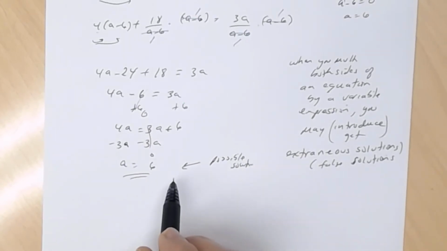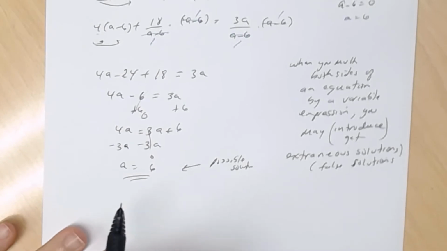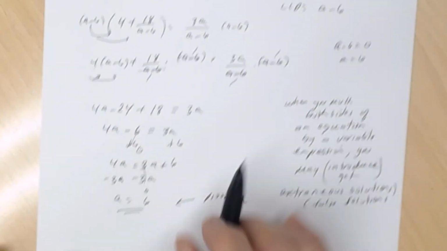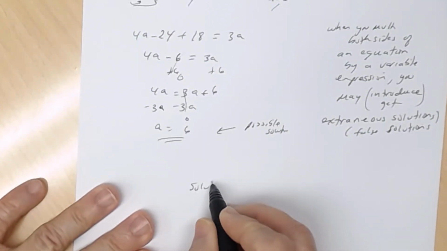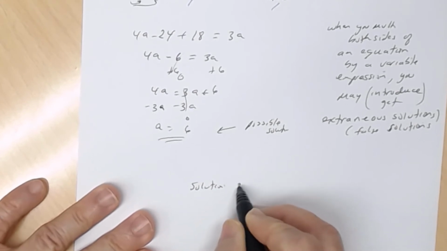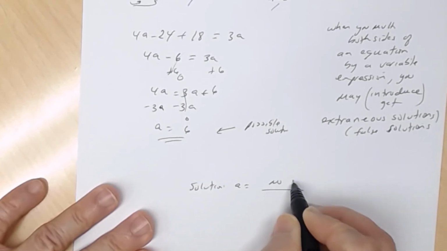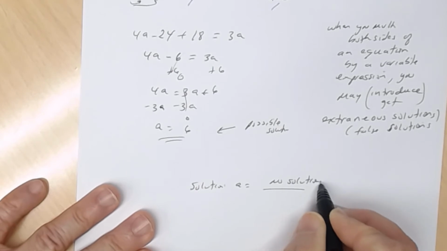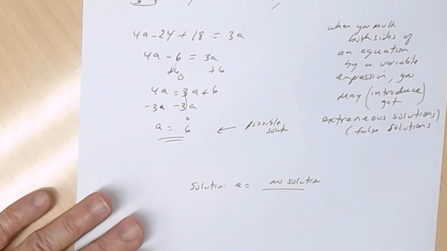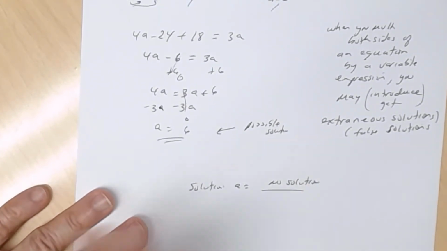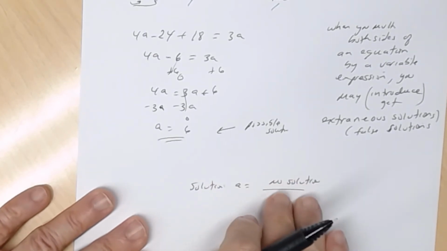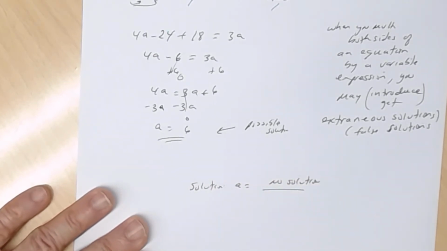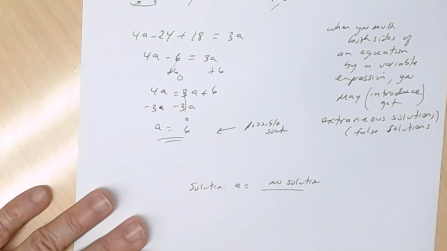And so since a equals 6 is a restriction, then what you're going to say in the blank where it says solution, a equal blank, you're going to say no solution. That's what you say, no solution. Okay? Don't say extraneous solution. You say what? No solution. It has a solution or it doesn't have a solution.